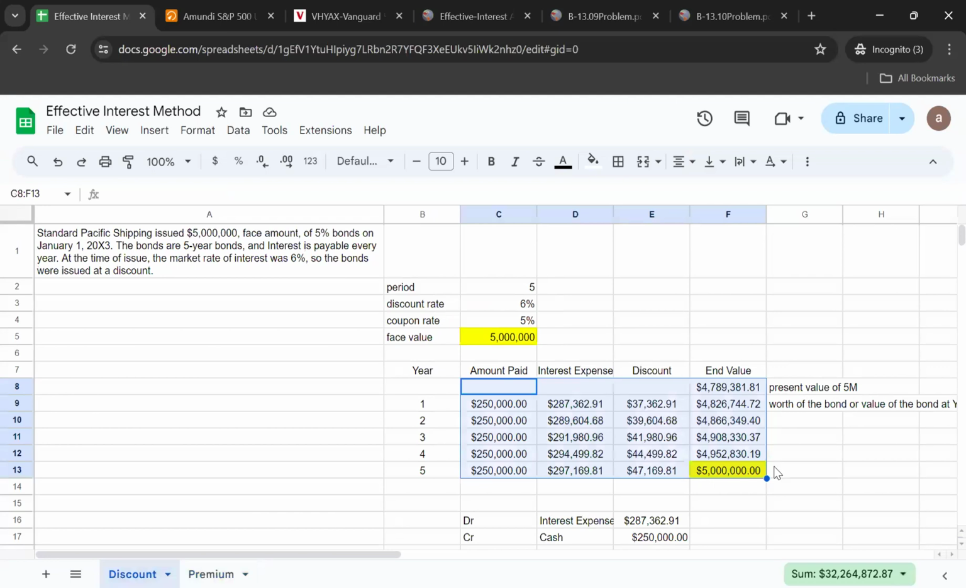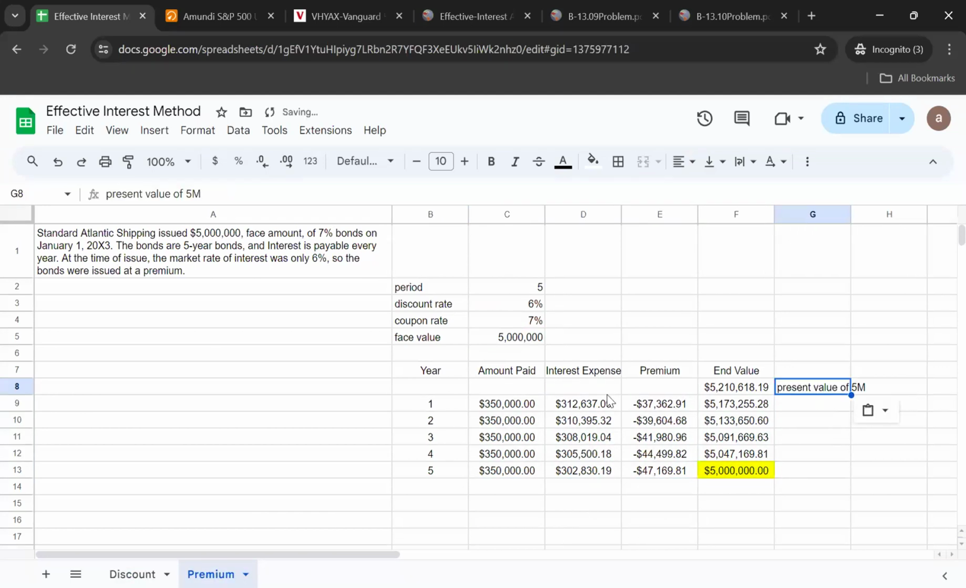Again, we will copy this number from here. So this is the present value of $5 million, right? For premium, we don't do minus, we actually add. That is correct. We actually do minus. So we don't need to change anything here in this case, except we will just check out the formulas. Yeah, so this 350 is correct. All of this is correct.